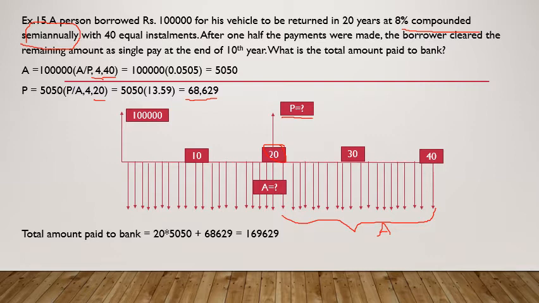A discounted amount of 68,629. Why do I call it a discounted amount? Because that much of interest is being saved. I did not pay that much of interest. So that interest is saved, and hence it is known as discounted amount. So that is the savings which I could garner just because I did not use the installment method. This is the advantage of paying the loan in advance.